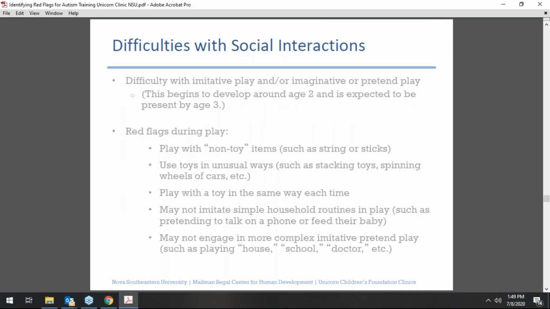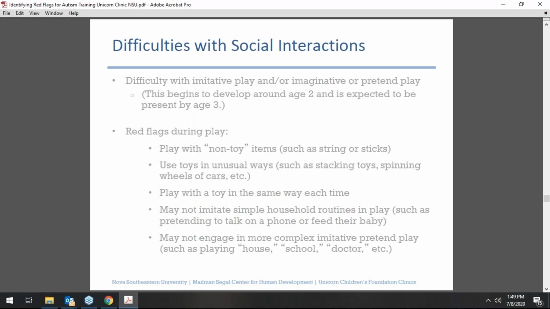And then the difficulties with social interactions. Here, we can see the difficulty with imitative play, like I mentioned before, and imaginative pretend play. So this typically begins around age 2, so it's expected to be there by age 3. But like I mentioned before, that pretend play tends to be limited. And what is it that we see? What are those red flags that we're talking about?